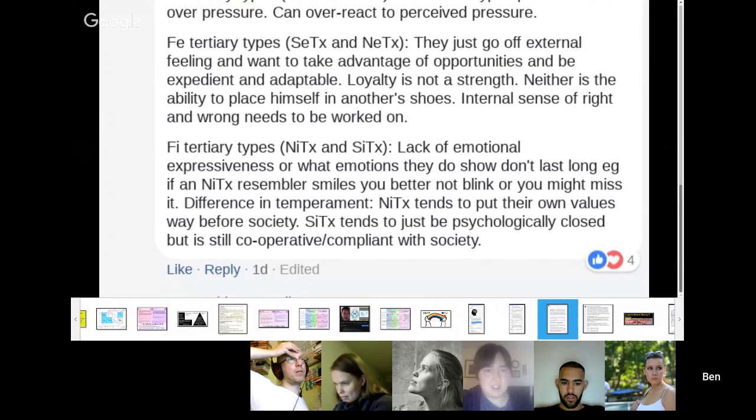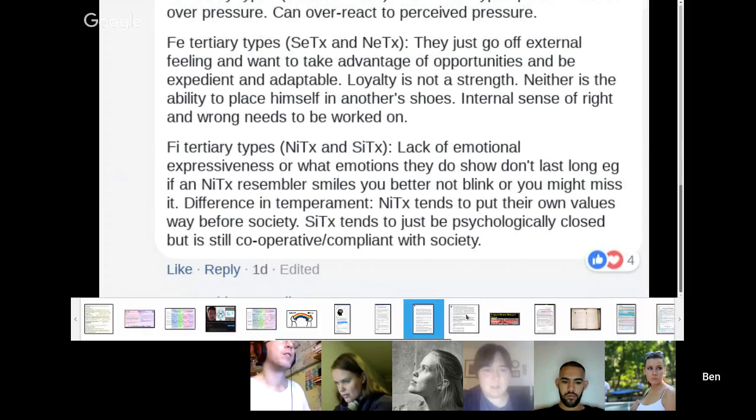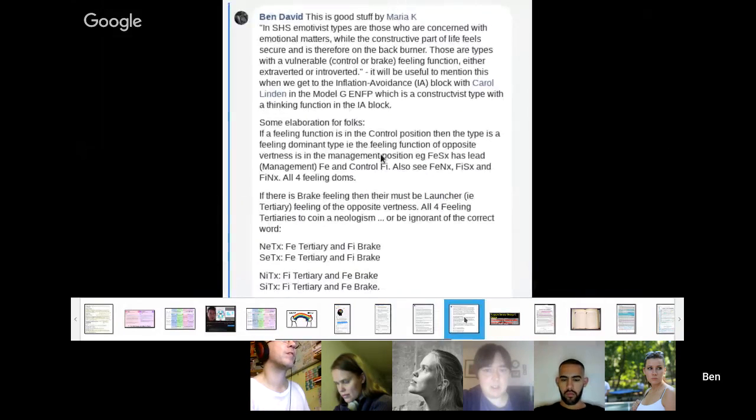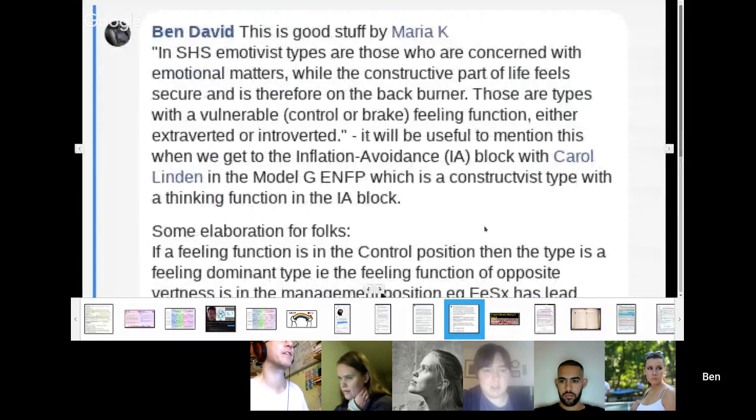Right. It's true. Yeah, and this is Kersey temperament here. There's going to be a difference in how it's shown, INTJ versus ISTJ, because they're still going to want to fit in. Right. Right. This is something that Maria wrote. Some high-end Socionics, I think. Let's have a look.